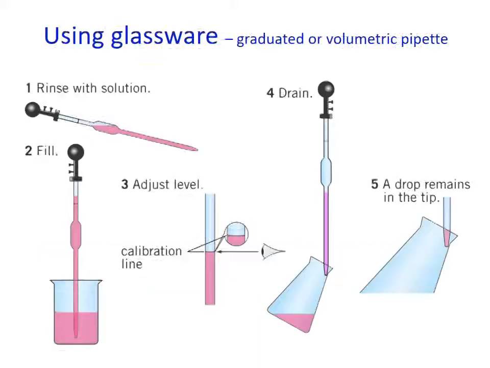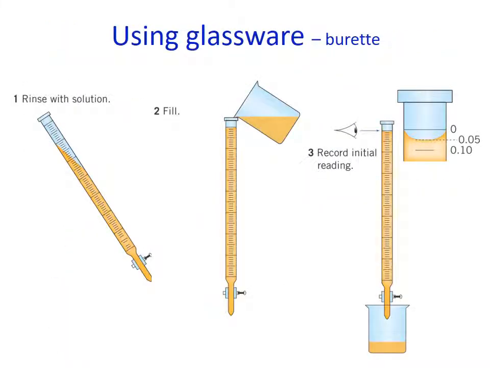Okay, so the final section in terms of uncertainty and error: measuring with glassware. During the year, and I'm sure you used it in IGCSE as well, you use titrations. In terms of using glassware, you've rinsed your pipette with a solution, you've filled your pipette with the solution, you've adjusted the level, avoiding the parallax error through a calibration line, you've drained it, and a drop remains in the tip. Okay, that's how you use a pipette.